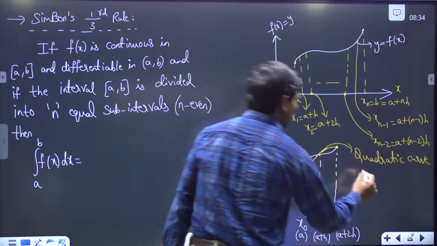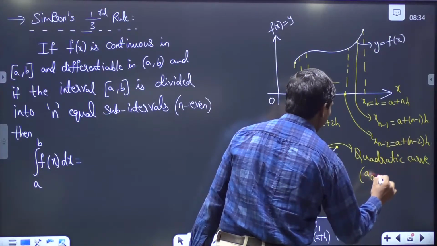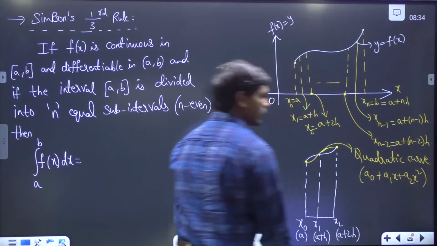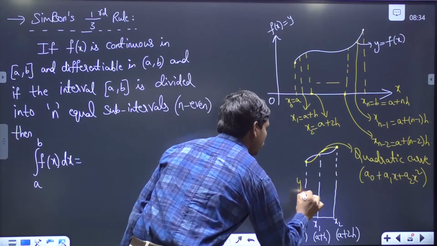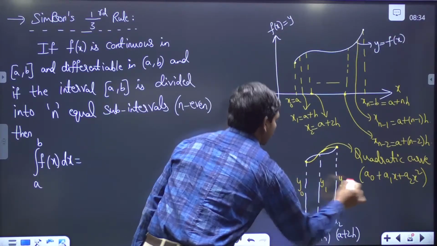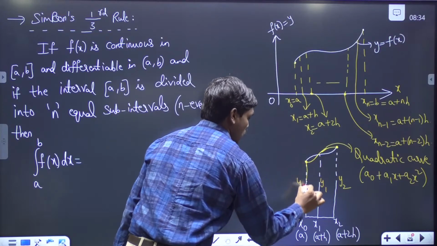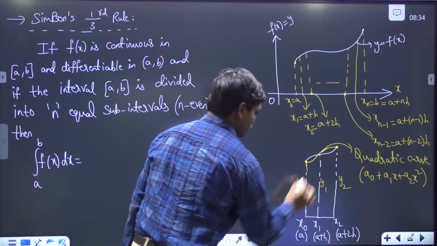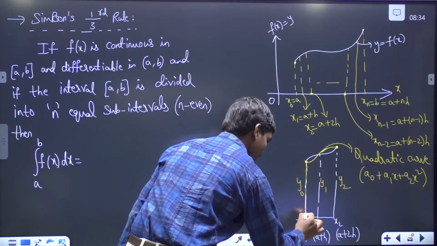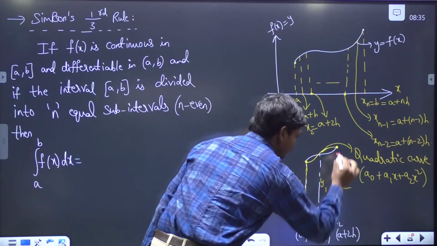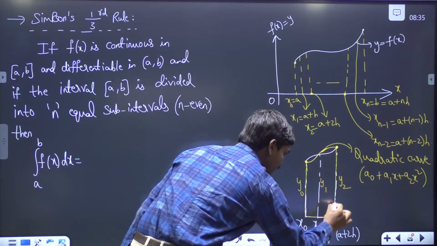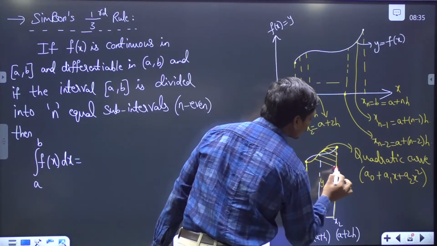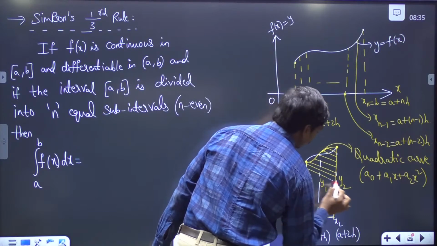If this is a quadratic curve, the equation is of the form a naught plus a1x plus a2x square. Here we have y naught, y1 and y2. Then we will calculate the area under this yellow curve. This complete area we will calculate.